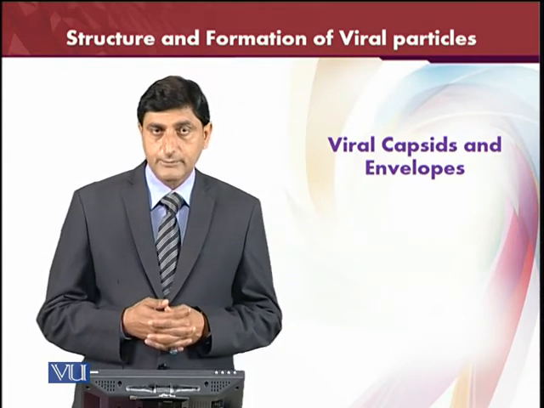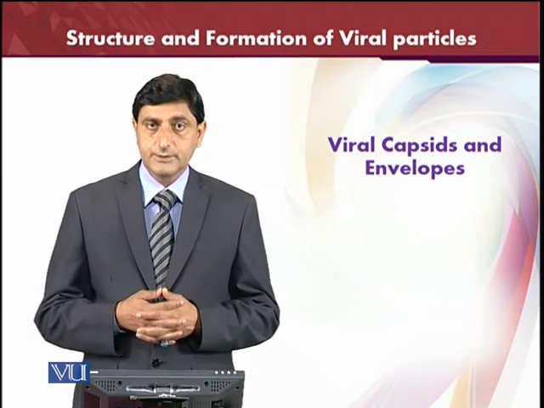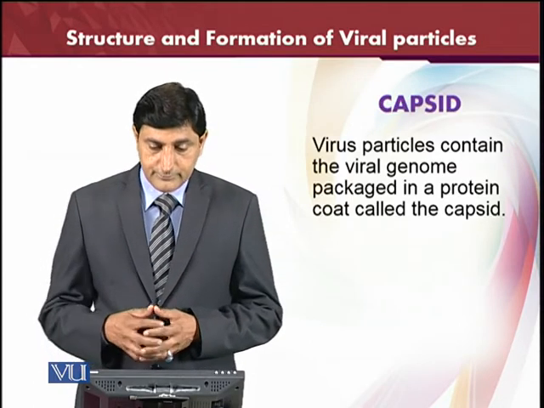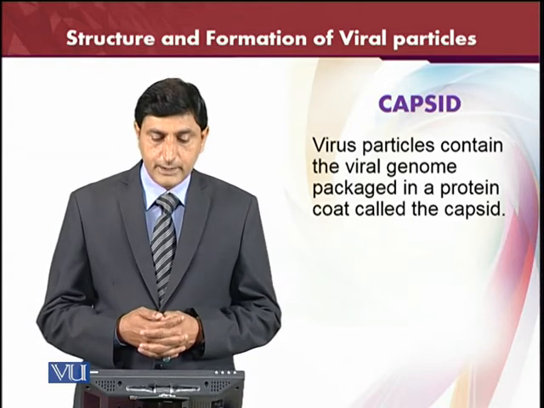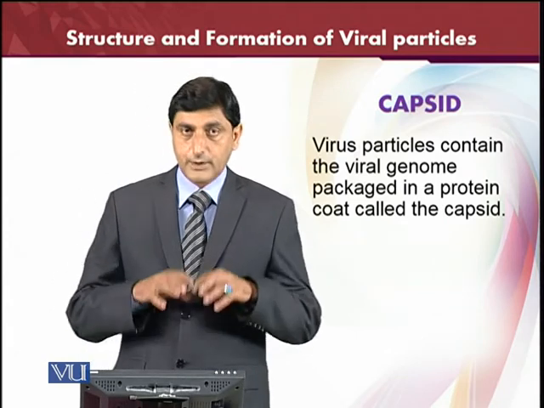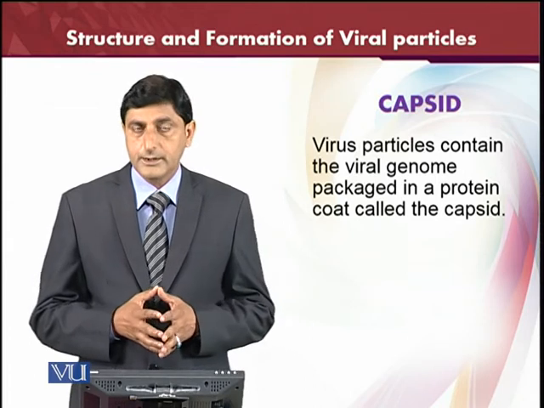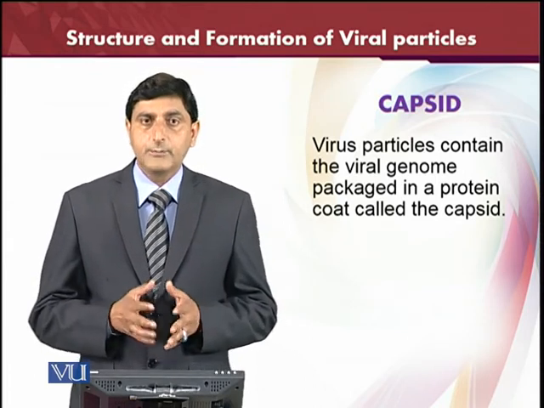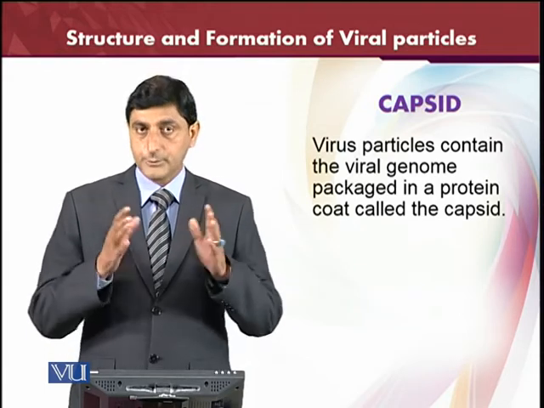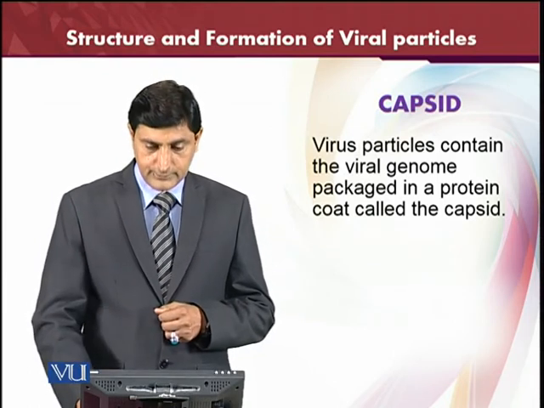There are two kinds of virus particles which are the most important. One is the viral capsid and the other is the envelope. Capsid virus particles contain a viral genome packed in a protein coat called the capsid. This protein coat surrounds the genome of the virus. The viral genome, as we have already studied, can be RNA or DNA. So this genome is surrounded by the capsid, the protein coat, and we will study it in detail and see the pictures.